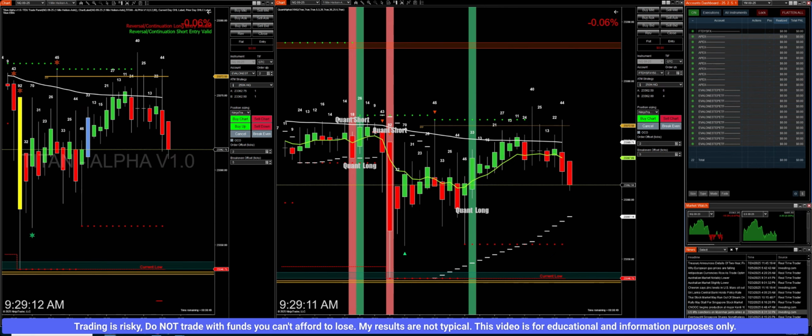Trading the Nasdaq open today using Quant Alpha. We have the automated bot on the left, and I'm on the right. So we'll wait for the open in about 40 seconds. We really don't have any indication as to which direction. We do have a quant long that was invalid.